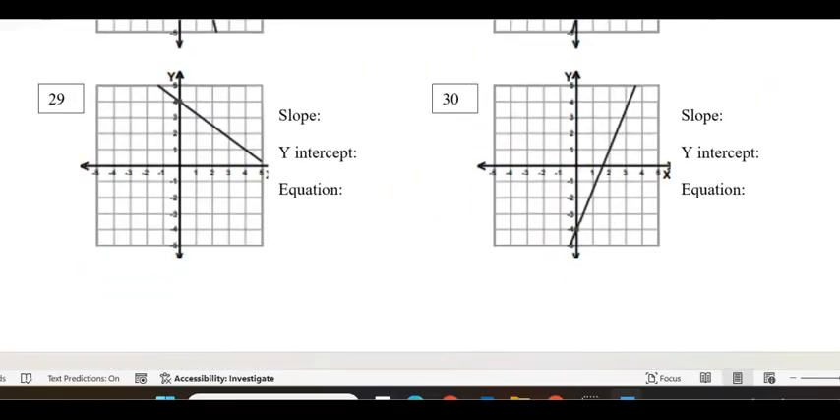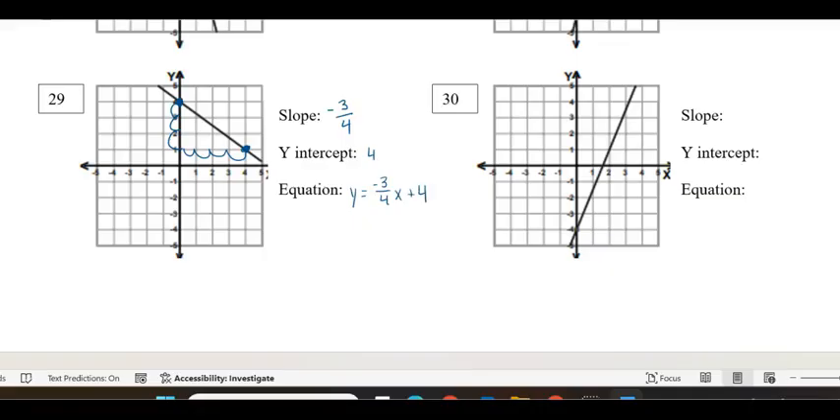Okay, here, let's see, we got a point here and a point there. So that's going to be down 1, 2, 3 over 1, 2, 3, 4. So that's going to be negative 3 over 4 as my slope. The y-intercept is right here at positive 4. So my equation would be y equals negative 3/4 x plus 4.